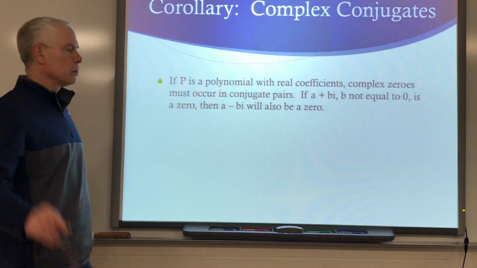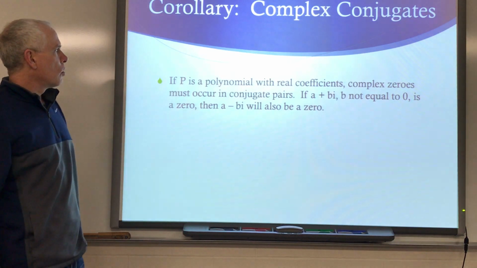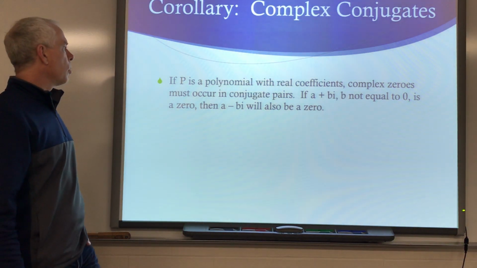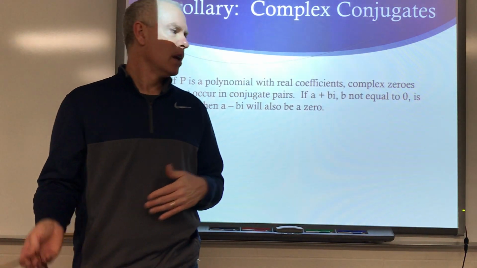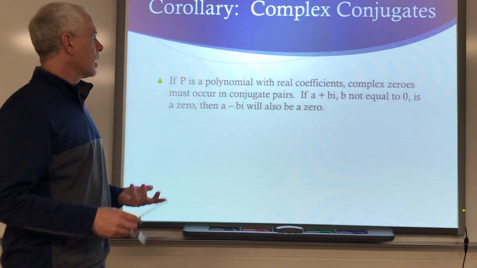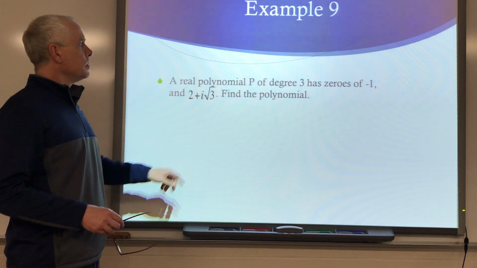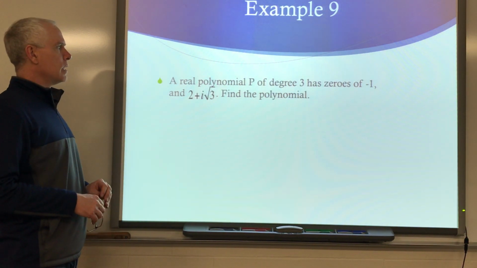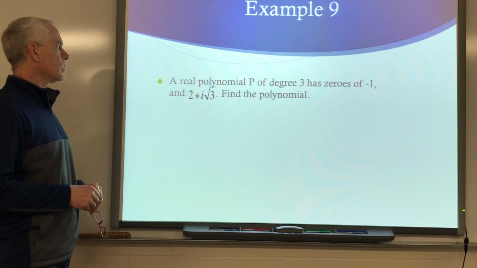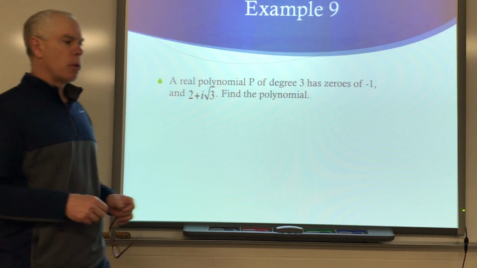Okay, a couple more examples, and then we'll get you going. If p is a polynomial with real coefficients, complex zeros must occur in conjugate pairs. So if 3 plus i is a 0, then 3 minus i is also a 0. They come in pairs. That's what they're saying. So, a real polynomial p of degree 3 has zeros of -1 and 2 plus i square root of 3. Find the polynomial.